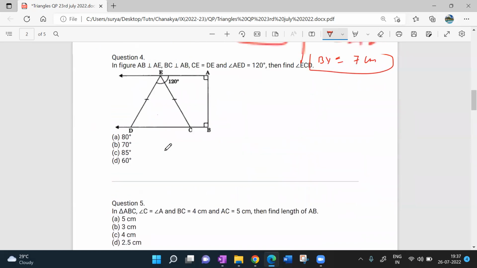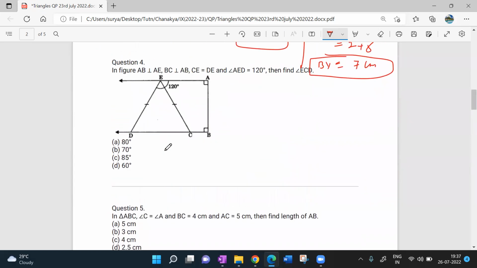In this question, that angle will be 60. AB is perpendicular to AA. BC is perpendicular to AB. C is equal to DE. AED is equal to 60, so that other angle is 120 degrees, linear. AED is equal to 120 degrees.